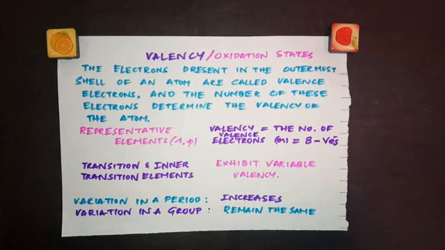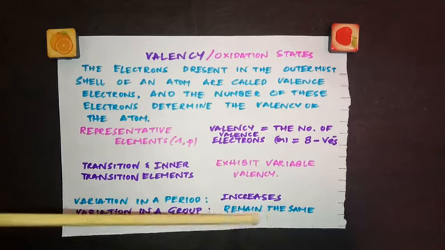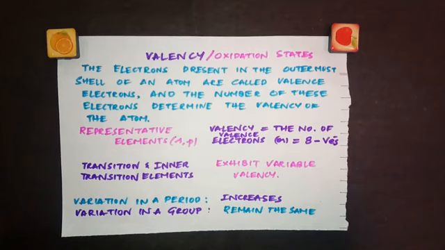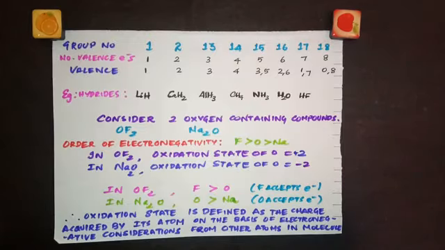Now if you see the elements of group 2, from beryllium, all these elements have 2 electrons in their outermost shell, so they exhibit a valency of 2. So variation of valency in a group, it remains the same because all the elements in a given group have the same number of valence electrons.